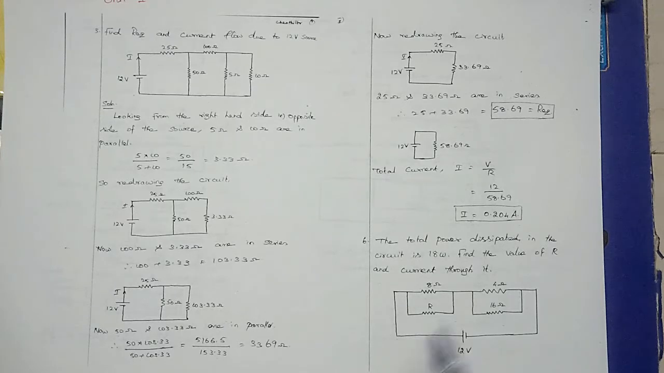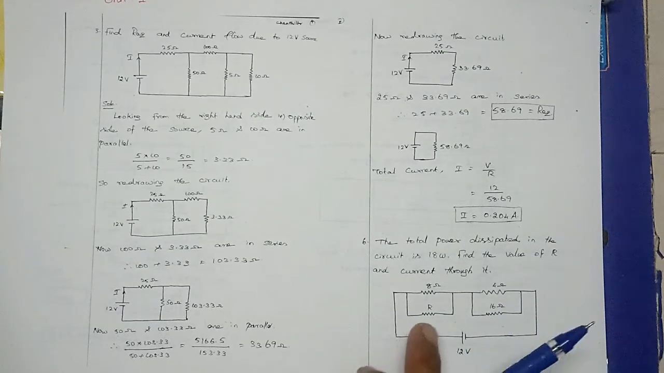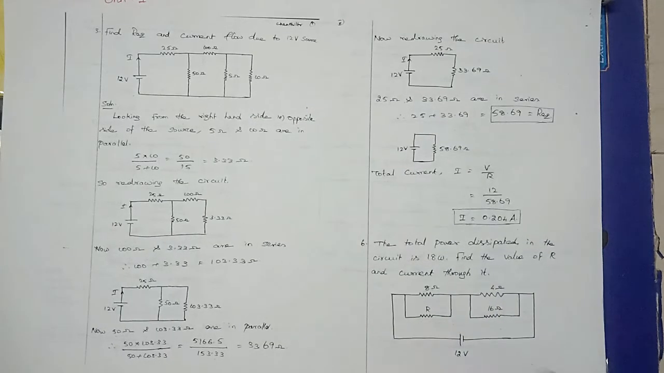Now you can check this problem. The total power dissipated in the circuit is 18 watt. So power is given. Find the value of R and the current through it. So here one value of resistance is unknown, R. So 12 volt voltage is given. 8 ohm and R both are in parallel. 4 ohm and 16 both are in parallel.